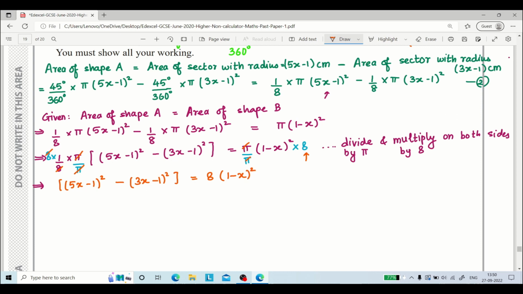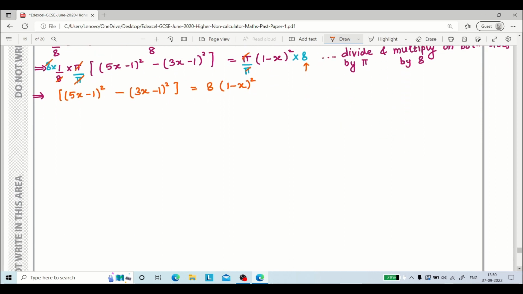Now simply what are we going to do? We are just going to open up the brackets in order to solve it for x, right? So now there's one formula that I want all of you to remember. (a - b) whole square, what is it? a square minus 2ab plus b square.